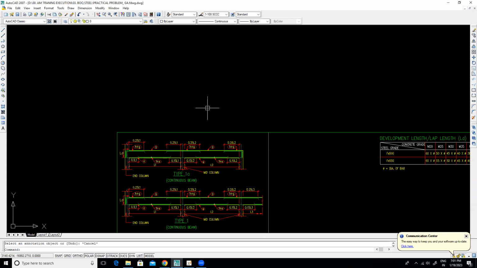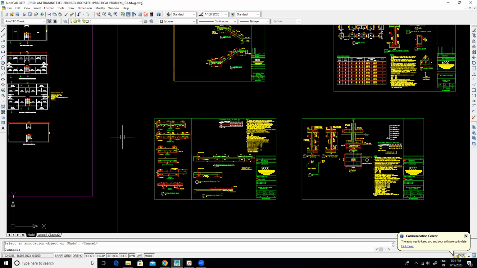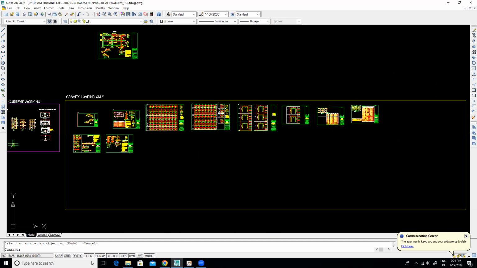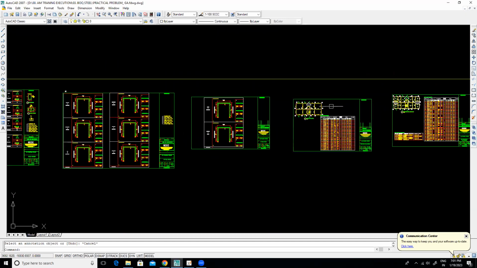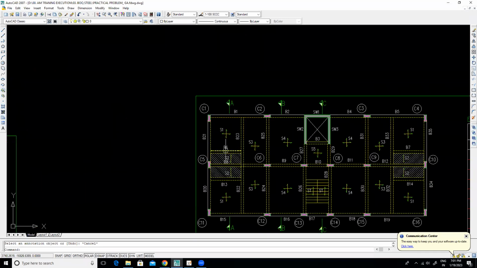Okay, so we will continue today regarding the quantity estimation of the steel and concrete for this. So last time we have seen this beam. I think this B6 simply supported beam we have seen. So today we will see these continuous beams and the detailing regarding that.